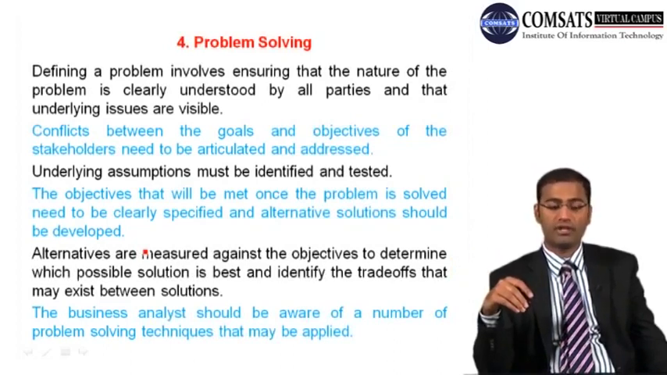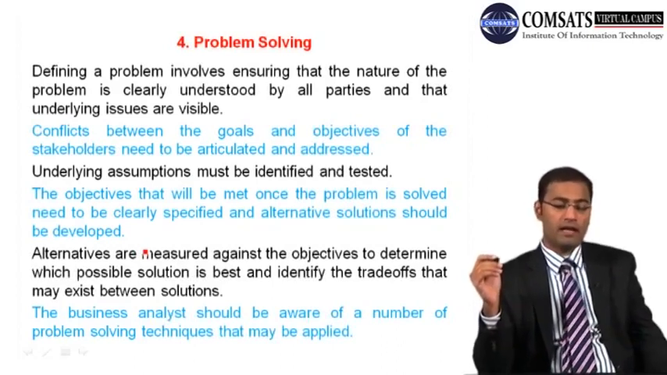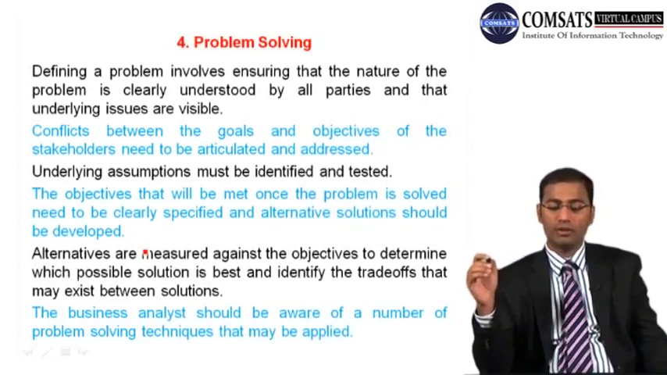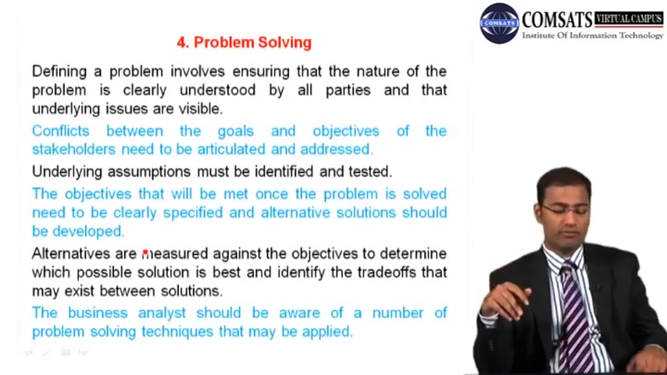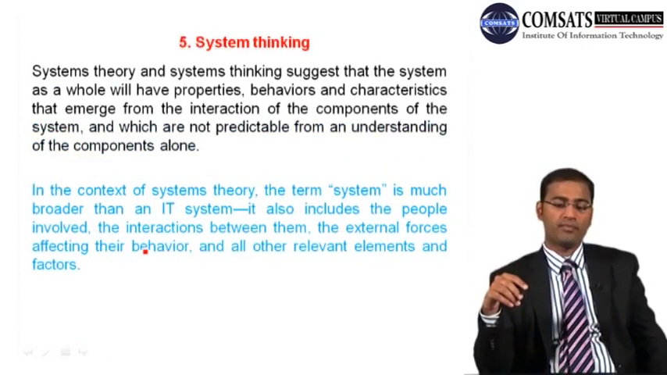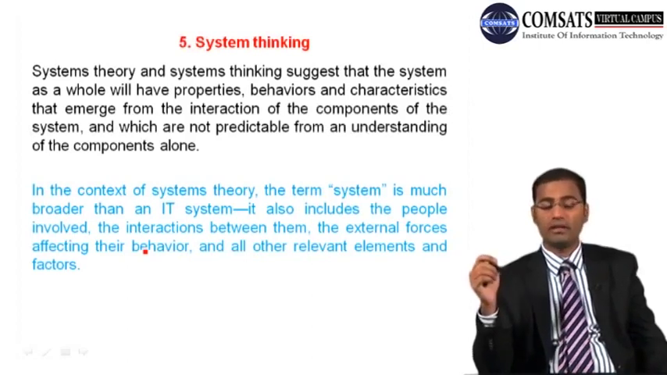Conflicts between the goals and objectives of stakeholders need to be articulated and addressed, and underlying assumptions must be identified and tested. The objectives that will be met once the problem is solved need to be clearly specified, and alternative solutions should be developed. Alternatives are measured against the objectives to determine which possible solution is best and to identify the trade-offs that may exist between solutions. And the business analyst should be aware of a number of problem solving techniques that may be applied. So these are a few things which a business analyst must possess as far as the analytical thinking and problem solving group is concerned.